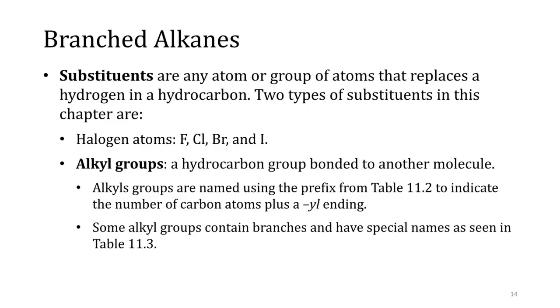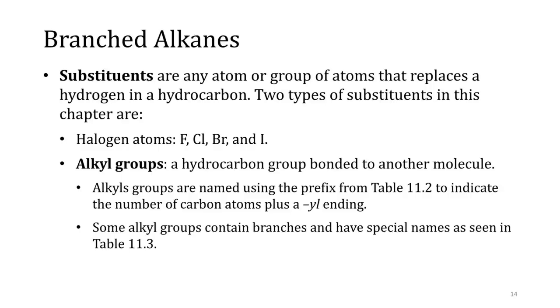Another thing that can replace a hydrogen atom on a hydrocarbon would be another hydrocarbon, what we would call an alkyl group. An alkyl group would be a hydrocarbon that's missing one hydrogen atom. So that means one of the carbons still has a bond to form, and it can bond to another hydrocarbon chain if you replace a hydrogen atom. And we'll see how this works in just a moment. So alkyl groups are named just like we named in table 11.2. We take the number of carbon atoms, but then we add a -yl ending.